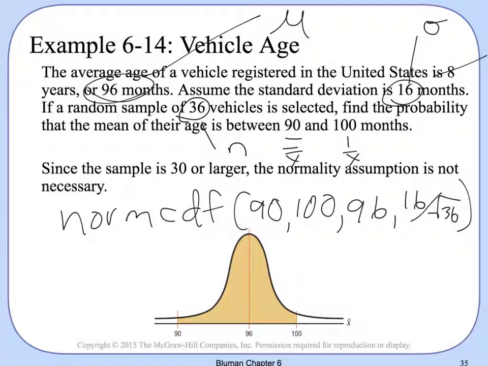Okay, we need an answer for this. Okay, 0.9209. Does that sound right? 90 and 100? Yes, no? How are we doing? 96, 16 divided by square root of 36, yeah. Okay, 0.9209, we'll round that to 1. Okay, so 92.1% chance that this is going to happen.